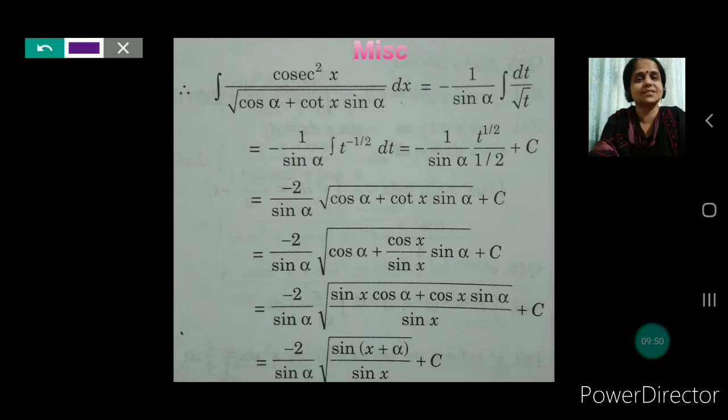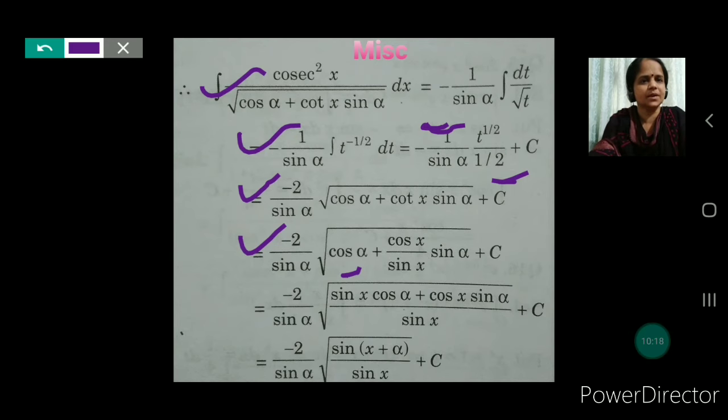Now move to the next step. It is minus 1 by sine alpha, and the integration of dt by under root t. You will get, student, the integration of t raised to minus 1 by 2. It is minus 1 by sine alpha, t raised to 1 by 2 upon 1 by 2, plus c. And now substitute the value of t. So you will get minus 2 by sine alpha in the square root, cos alpha plus, again write the cot x in the form of cos and sine, so it is cos x by sine x into sine alpha, plus c.